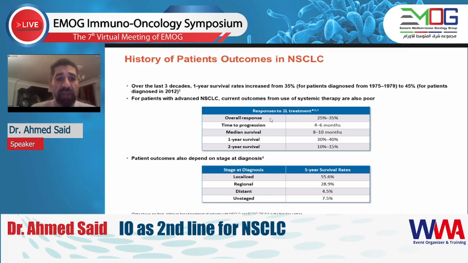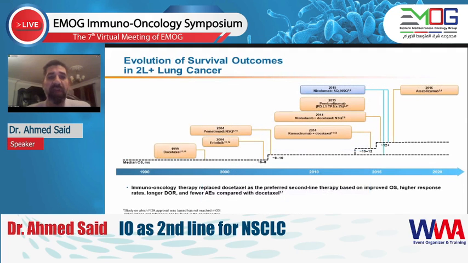For patients with advanced non-small cell lung cancer, current outcomes for the use of systemic therapy are poor, with an overall response rate of 25 to 35% in the first line setting, with time to progression of 4 to 6 months and median survival of 8 to 10 months, with 1-year survival of 30 to 40% and 2-year survival of 10 to 15%. We all know that lung cancer also depends on the stage at diagnosis, with a 5-year survival in the distant metastatic setting of 4.5%.